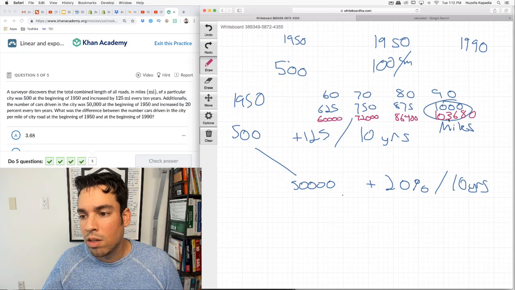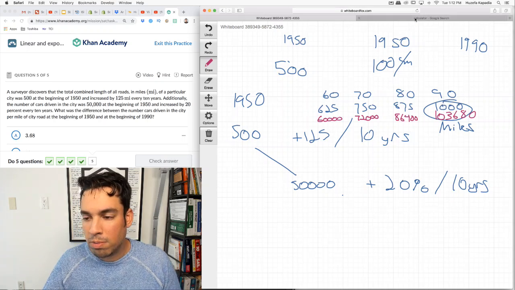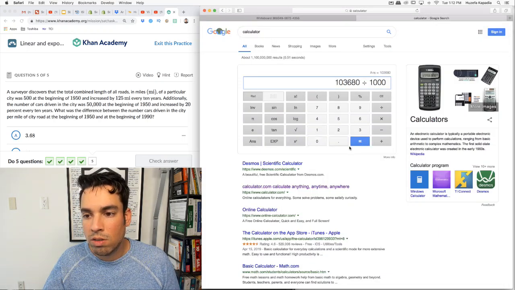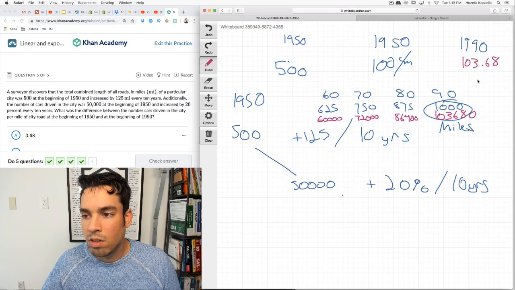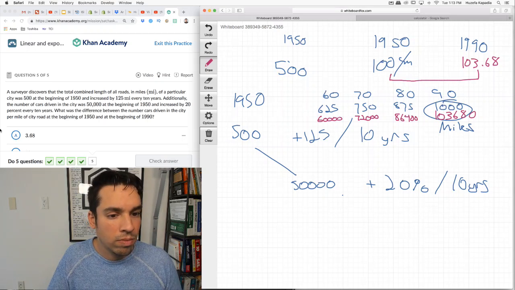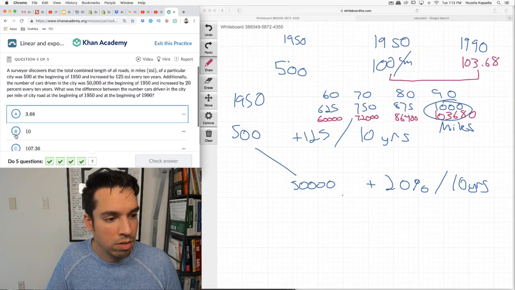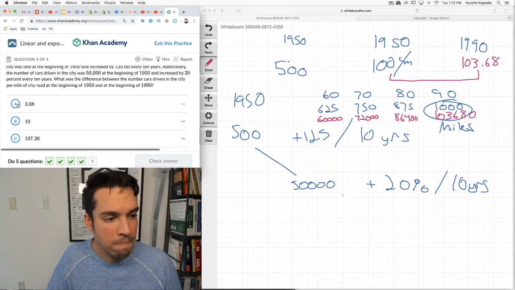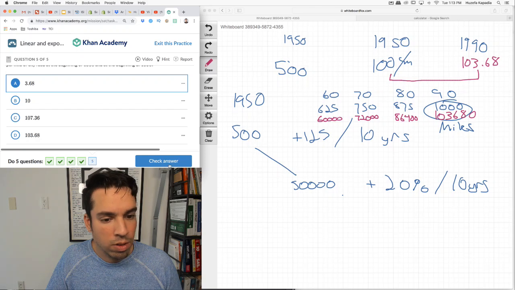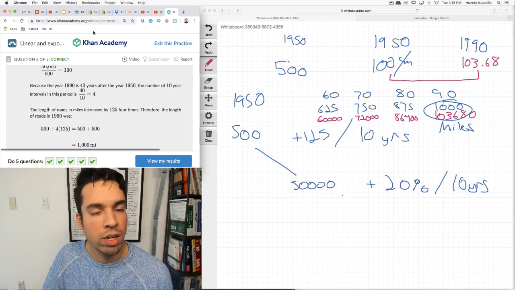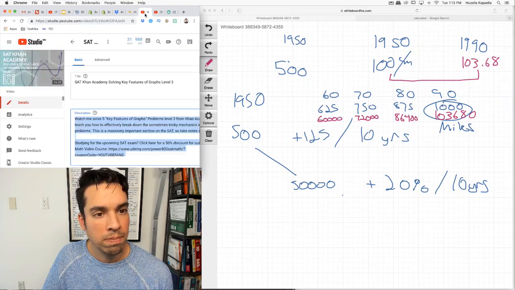Okay. So now I'm going to divide this by this, right? The number of cars divided by the available miles, divided by 1,000, equals 103.68. So it's gone up a little bit. So there's the difference. It's gone up by 3.68. And that's it. I don't see anything else. What was the difference? Yeah. Reading it correctly. Boom. Done. Okay. Let's see if there's any questions quickly.